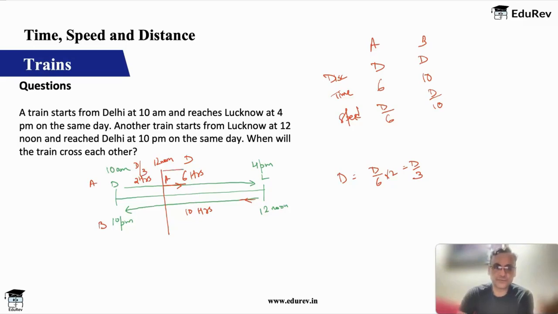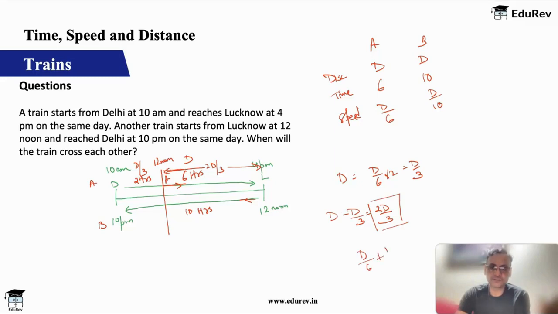Distance left now is 2d by 3. Right? 2d by 3, how do I get? D minus d by 3. So d minus d by 3 is 2d by 3. That is the distance left on which I'll apply the concept of relative speed from 12 o'clock onwards. So at 12 o'clock, the distance between train A and B is 2d by 3. Their relative speed is d by 6 plus d by 10.